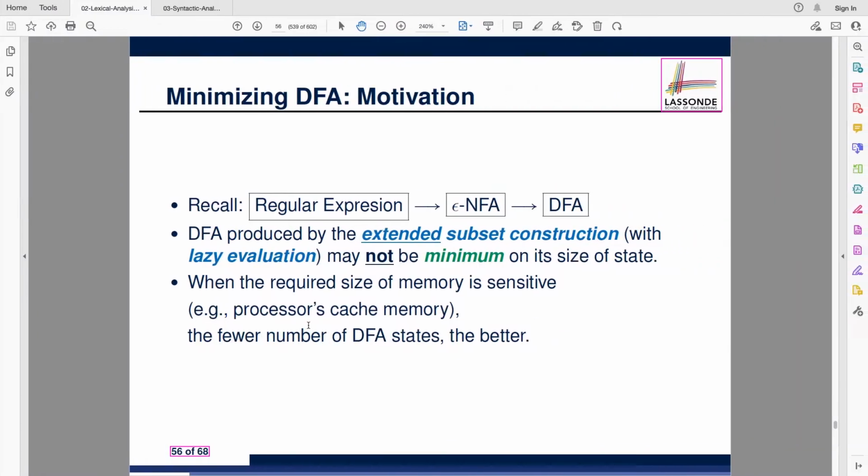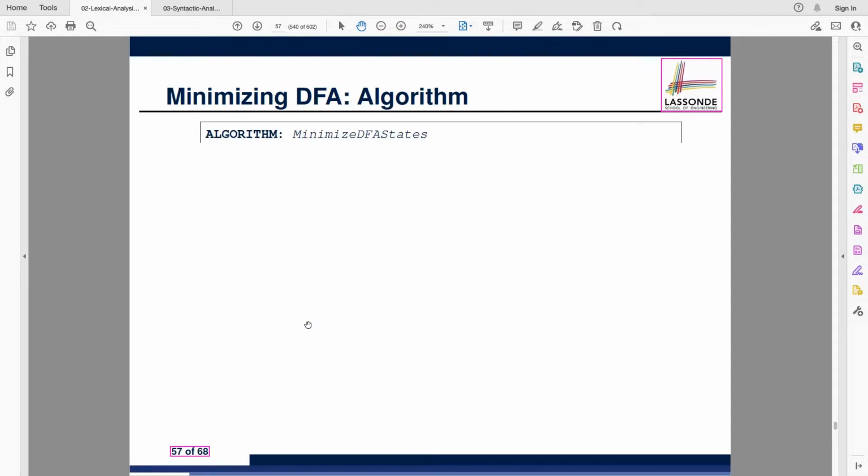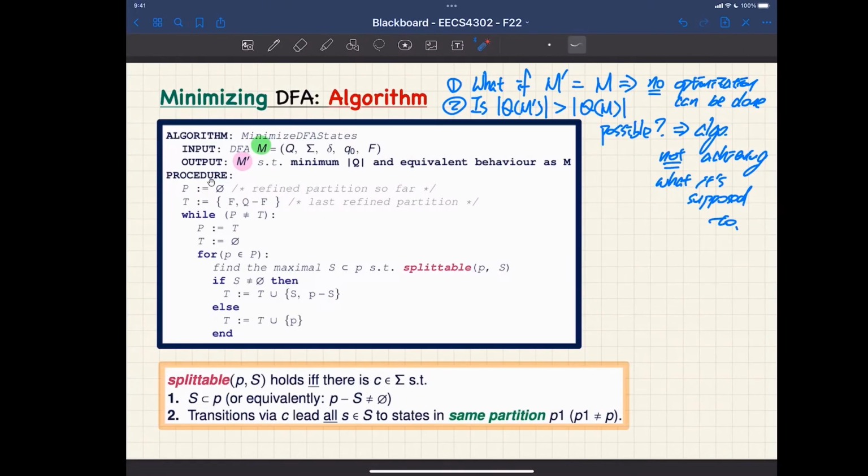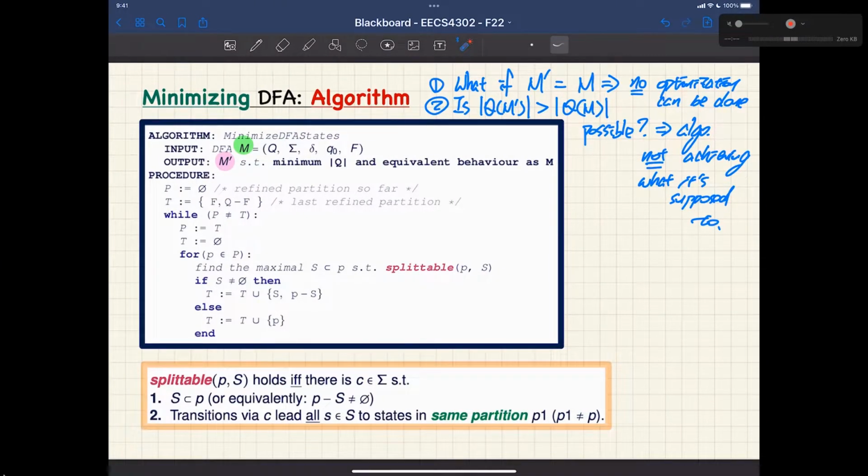Minimizing DFA. That's kind of the motivation we talked about last time. We just want to get a minimum number of states for the DFA in case the memory is sensitive in your computer system. And this is the algorithm, which I'm going to explain right now. What we explained last time was about the input and output, if you remember the little sketch we did. We did some sanity checks as well.